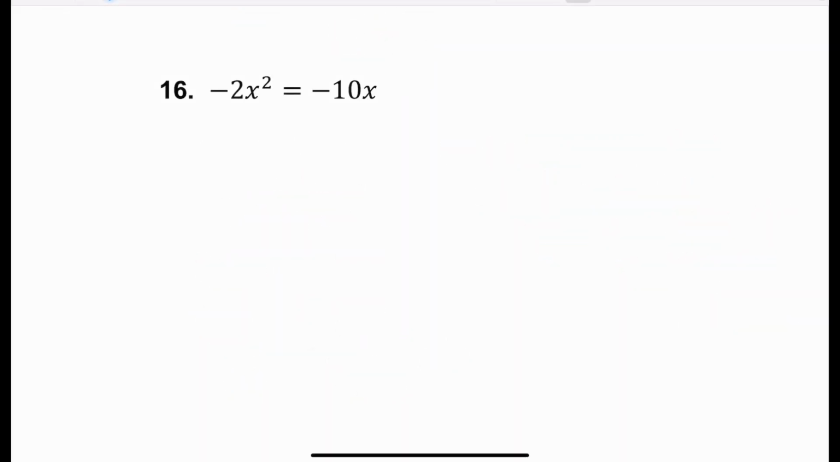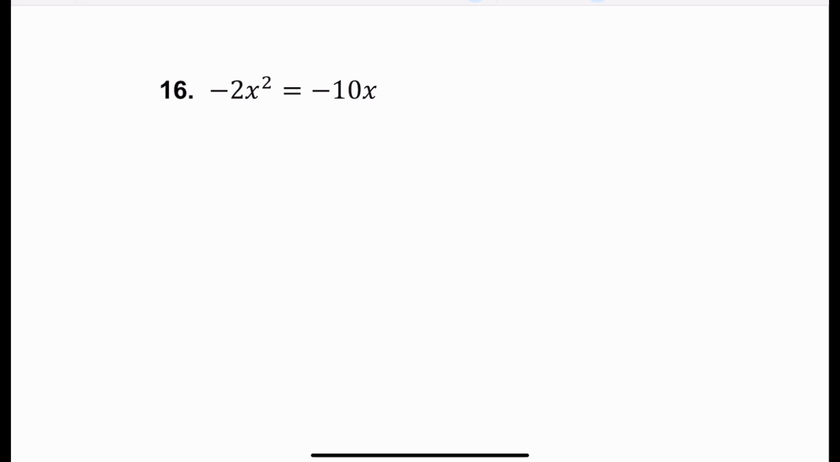On number 16, first thing we want to do is get this polynomial set equal to 0. Now we can do this two different ways. First way is I could take the negative 2x squared to the right side, or I could take my negative 10x to the left side. Now if I bring my negative 10x to the left side, my very first number is going to be negative.